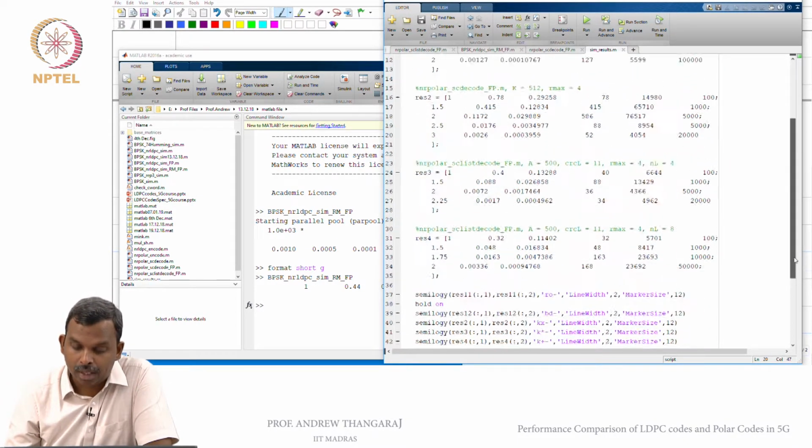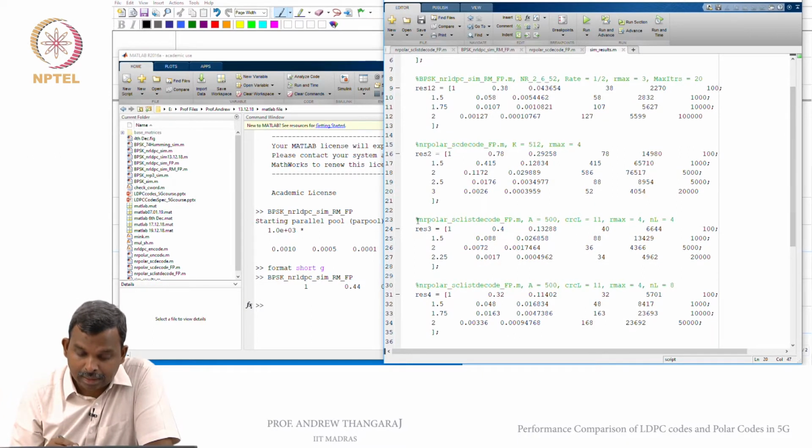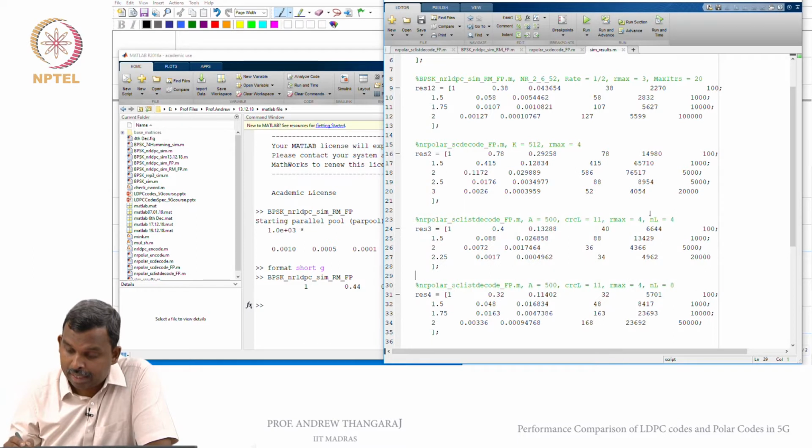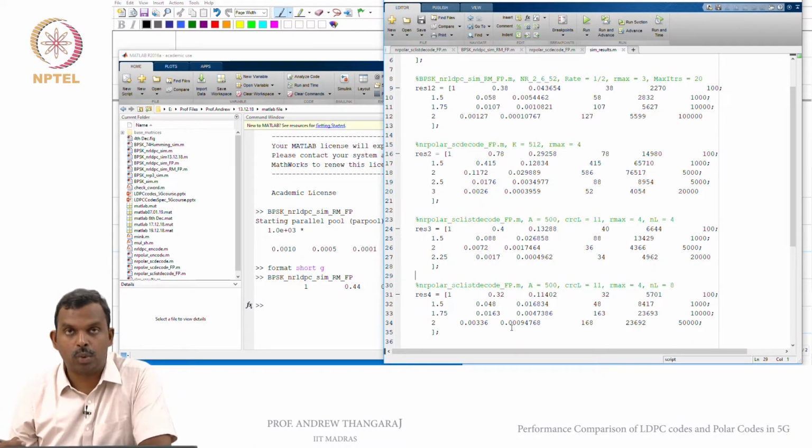Okay, so for the successive cancellation list decoding, I've done 2 cases. The first case is NL equals 4, number of list size is 4. The other case is list size is 8. Again I've done simulation for different SNRs and I've plotted. I've gathered all the results together. I'm not showing you more simulation runs, but this is how I do and calculate.